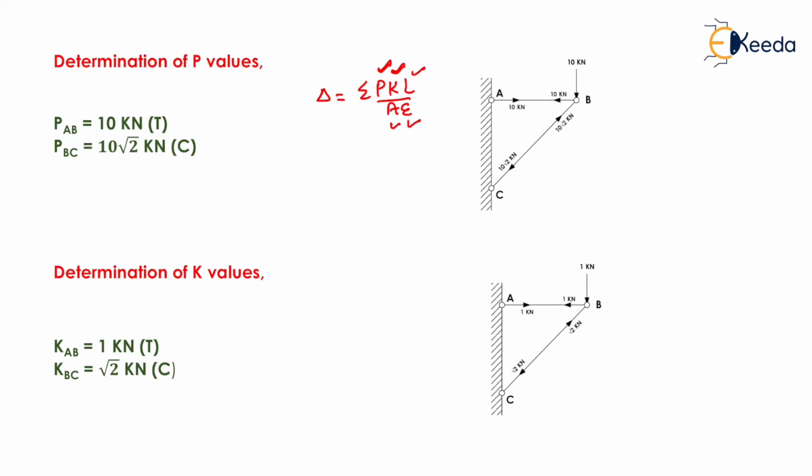For the determination of the P force, we just analyze the truss by the simple analysis process. Here a 10 kN force is acting in the downward direction, and this angle is 45 degree. Now, this 10 kN load will try to move the joint B in the downward direction. To maintain the vertical equilibrium of joint B, we need to create a 10 kN force like this, okay, in the upward direction.